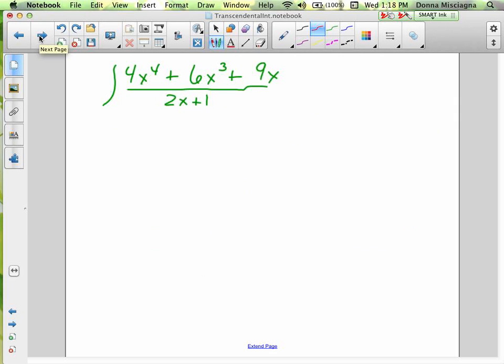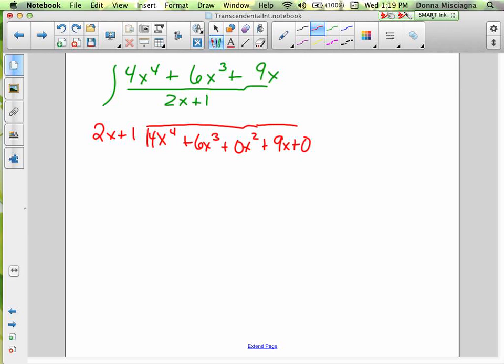So if the denominator's got the smaller degree and the numerator's got the larger degree, go ahead and try long division and rewrite it. Right, so we're going to take 2x plus 1 and divide that into 4x to the 4th plus 6x cubed. We got no x squared, so represent that with a 0, plus 9x, and we got no constant. Represent that with a 0 as well.